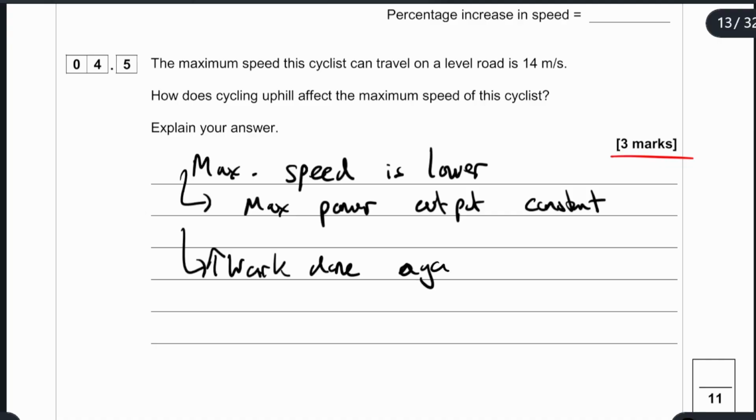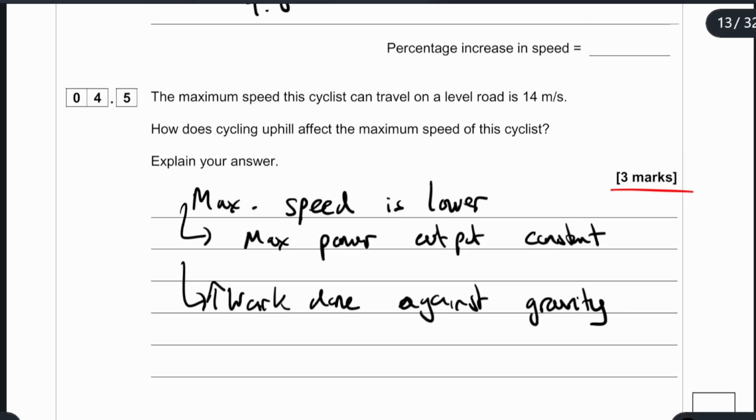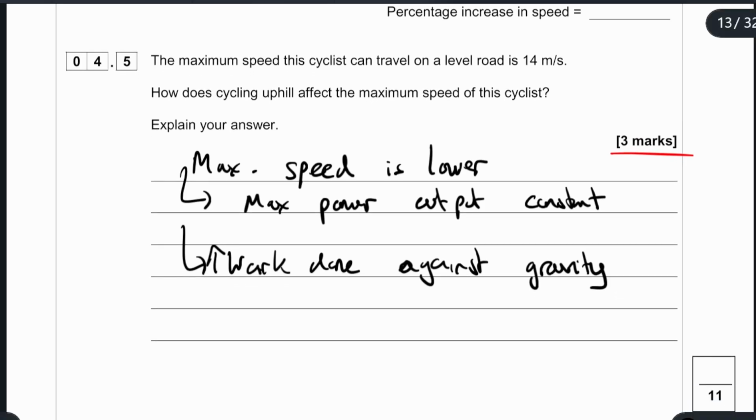Now, why does that mean that the cyclist is slower? Well, essentially, if you're doing more work against gravity, that means you've got less excess energy which can be transferred to kinetic energy, and so that means your speed is going to be lower.